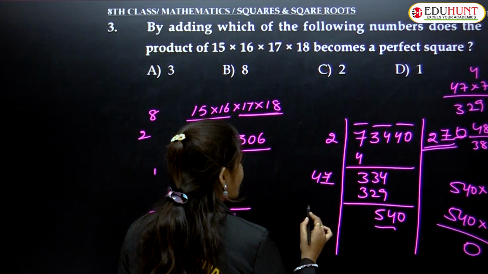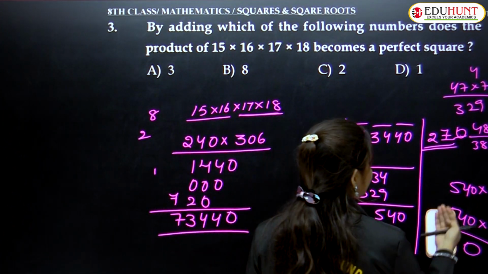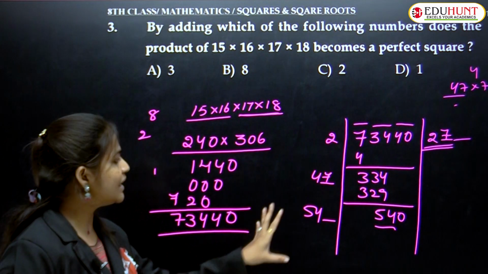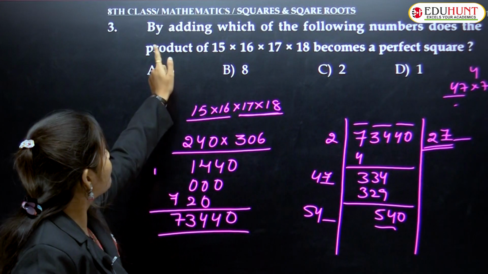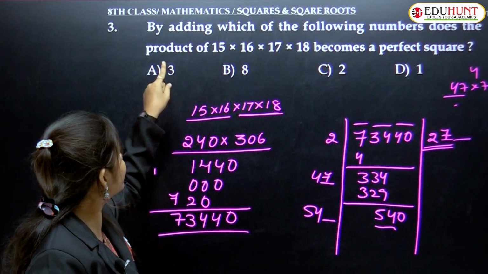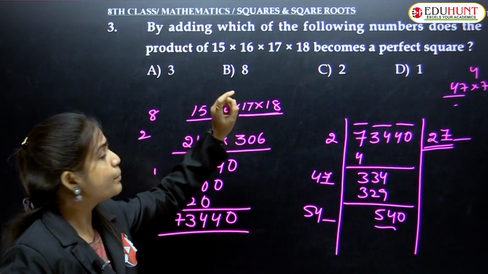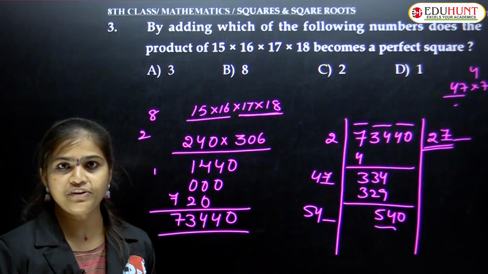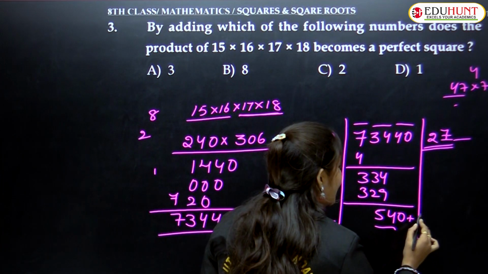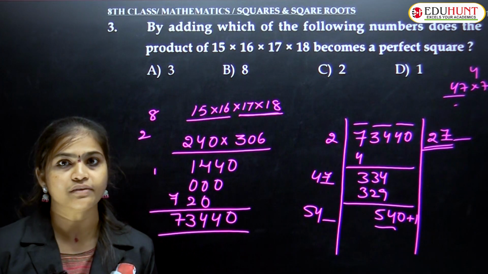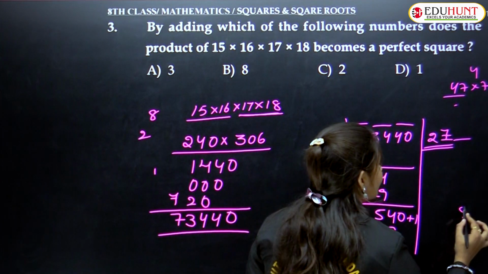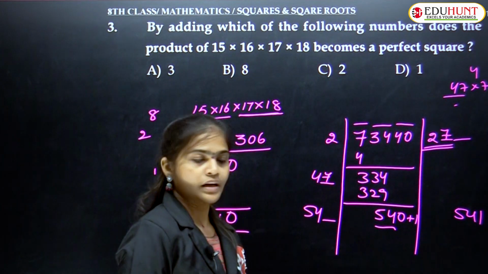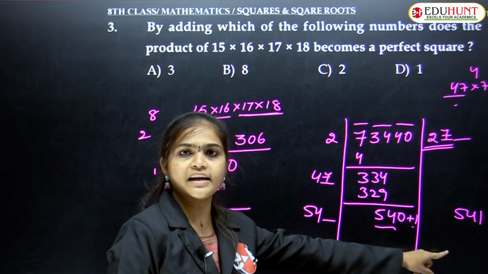Okay, so 54. And don't keep that 0 here. So which number is satisfying? What do they ask here? By adding which of the following numbers does the product of the given number become a perfect square? Becomes a perfect square. So children, if you add 1 to this number, then what will you get here? 541 only, no?